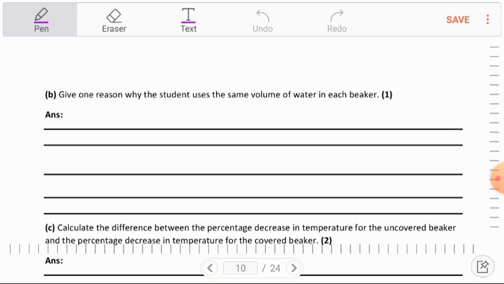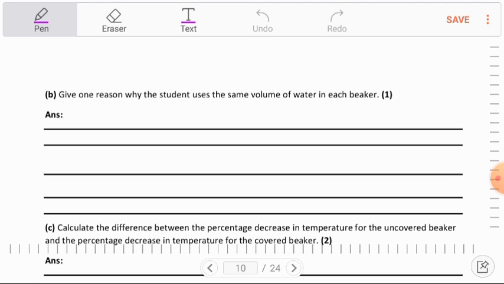Give one reason why the student uses the same volume of water in each beaker. Because the volume of water can actually affect the heat loss, right? For example, if you took 500 cm³ of water and another one has 200 cm³ of water, we can easily say that the 200 cm³ of water will cool down more quickly than the 500 cm³ of water, because it has less water. So volume is a very important factor.